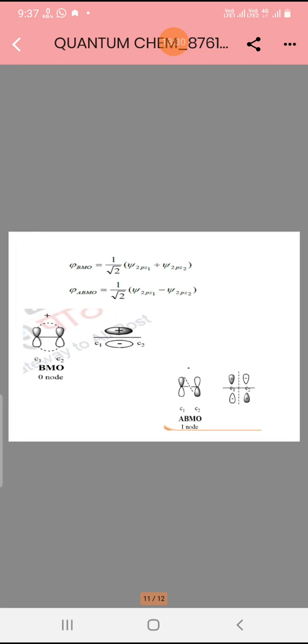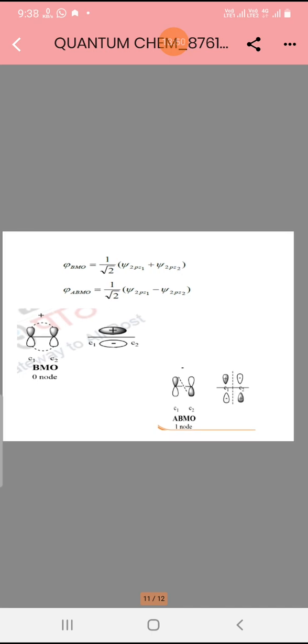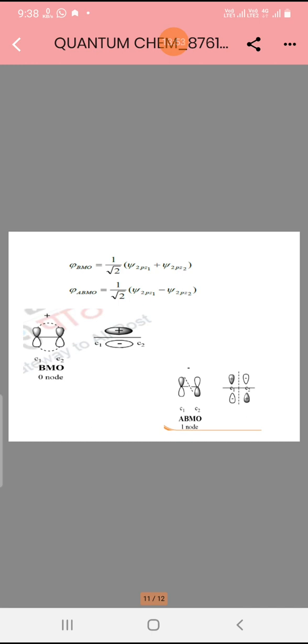For the anti-bonding molecular orbital, C1 value is 1 by root 2 psi 2pz plus C2 value minus 1 by root 2 into psi 2pz for the second carbon atom. We write that the wave functions of both bonding and anti-bonding molecular orbitals differ in the variation of sign. So psi for the bonding molecular orbital is 1 by root 2 (psi 2pz plus psi 2pz on the second carbon atom), and for the anti-bonding molecular orbital psi is equal to 1 by root 2 (psi 2pz minus psi 2pz on the second carbon atom).